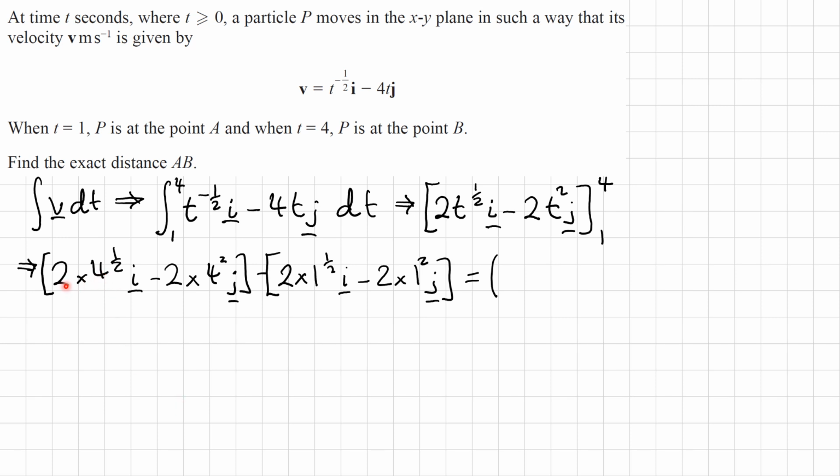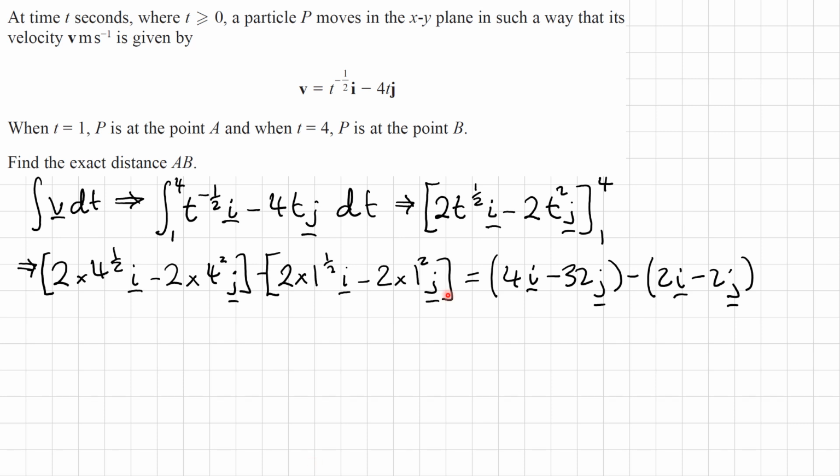So here we're going to get 2 times the square root of 4, which is 2, so we get 4i, and then we're going to get minus 2 times 16, so minus 32j. Minus, from here we're just going to get 2i, and also here we're going to get a minus 2j.